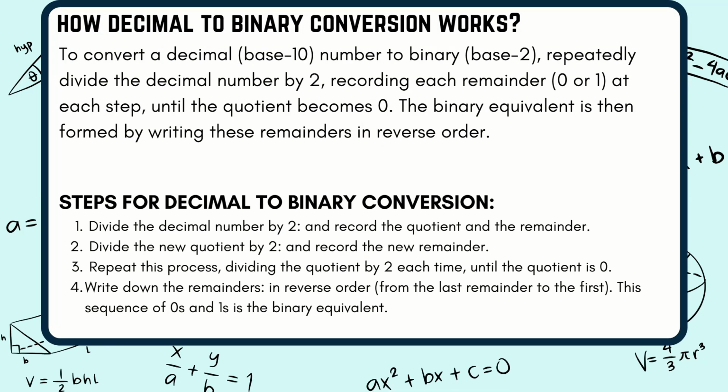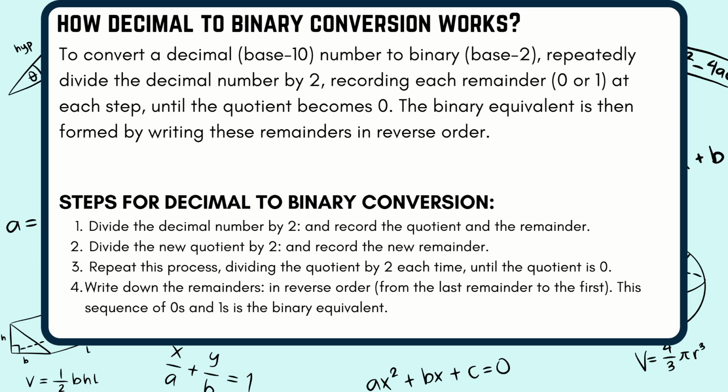So next, let us define how decimal to binary conversion works. To convert a decimal base 10 number to binary base 2, repeatedly divide, or in Tagalog, ulit-ulitin natin na i-divide, or let us repeatedly divide the decimal number by 2, recording each remainder, 0 or 1, at each step until the quotient becomes 0. The binary equivalent is then formed by writing these remainders in reverse order.